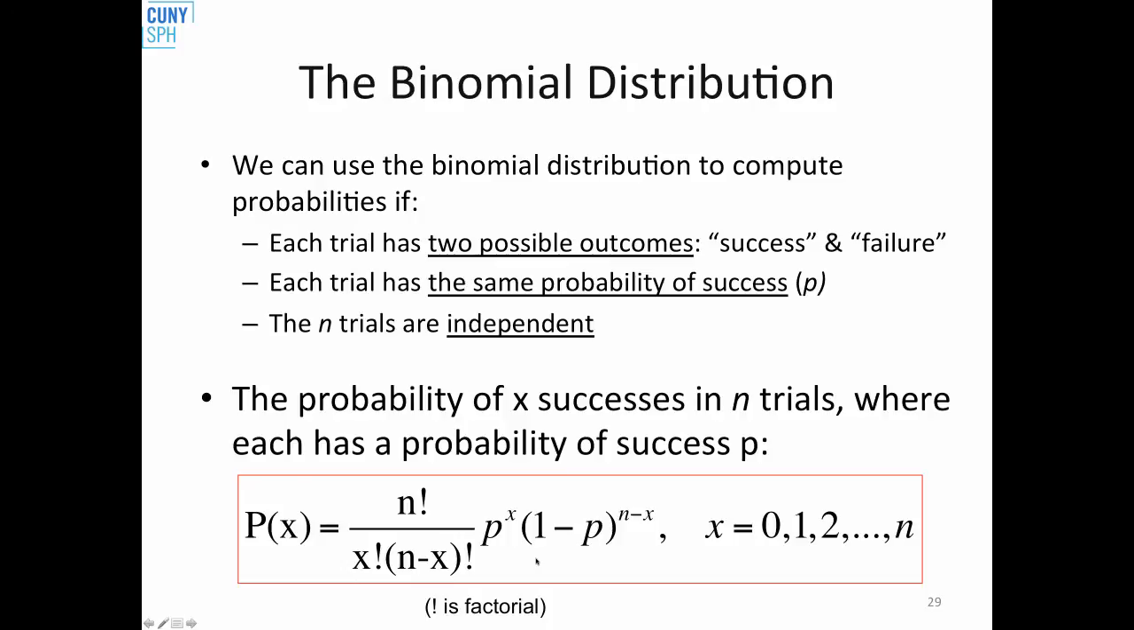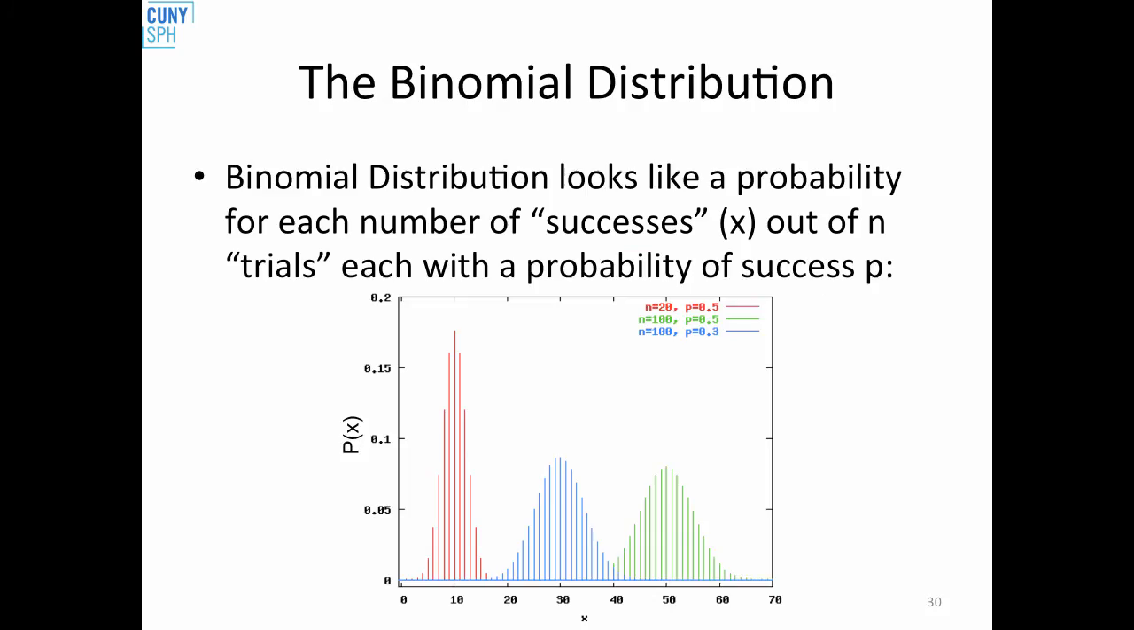I have also given you a binomial distribution calculator with your notes that you can use for calculating this distribution. What does it look like? Well, it turns out that it looks not entirely unlike a normal distribution. What I'm showing here is for trials of several different sizes. In the red on the left here is a trial of size n equals 20 with a probability of success in each trial of 50%. So this is a coin flip.